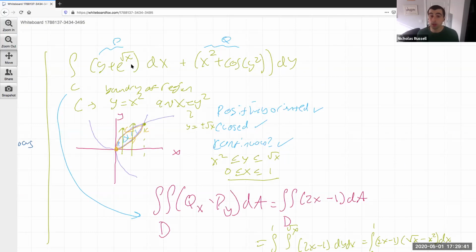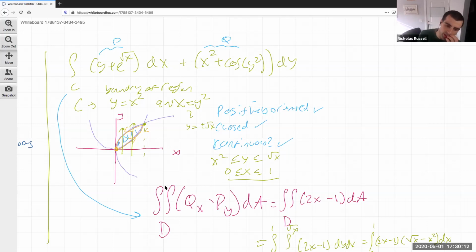We're trying to find the amount of work it takes to move an object along this curve C in a positively oriented manner. And we saw that this curve was bounding a domain. If I'm positively oriented, my curve is closed, and these are all continuous inside of my region, then I can convert this to an area integral by doing Qx minus Py.